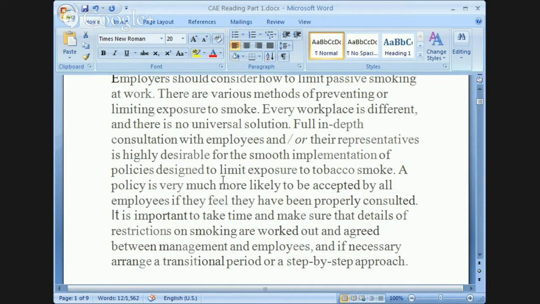And who is the government printing this little leaflet for? What do you mean?